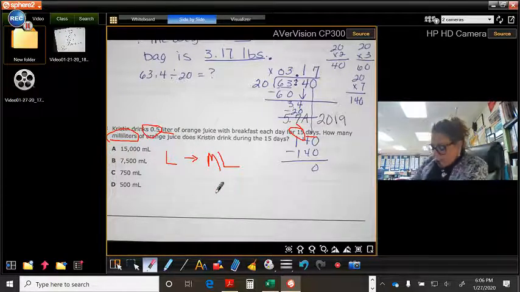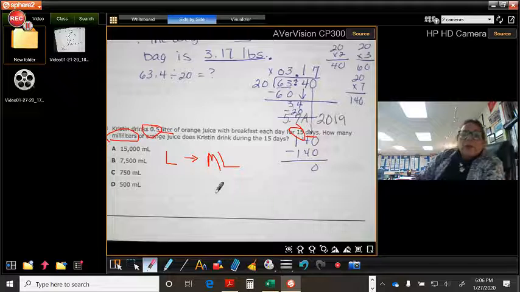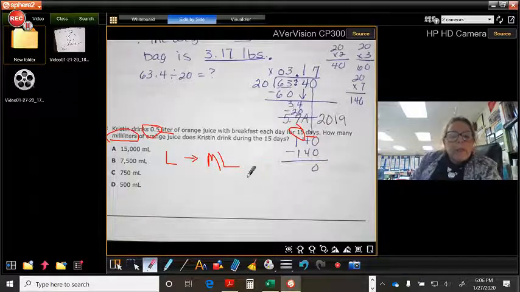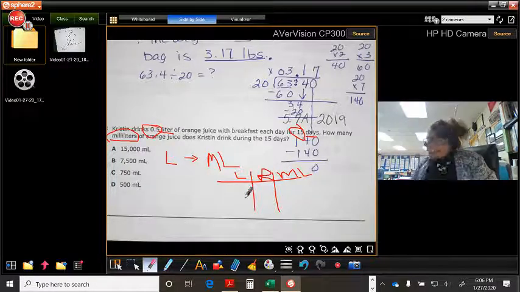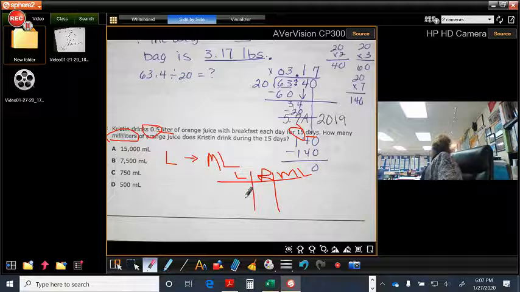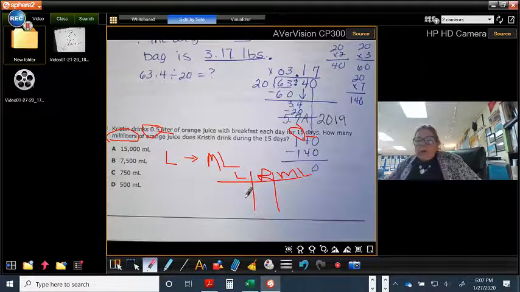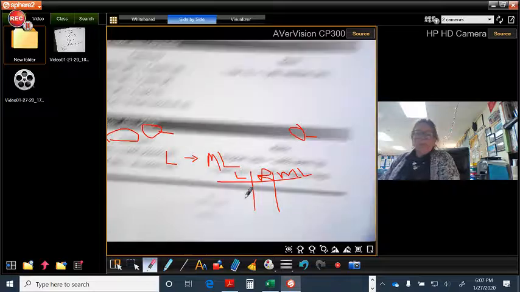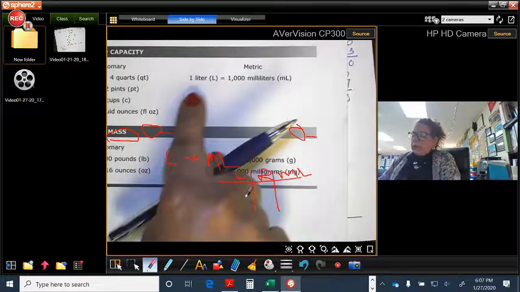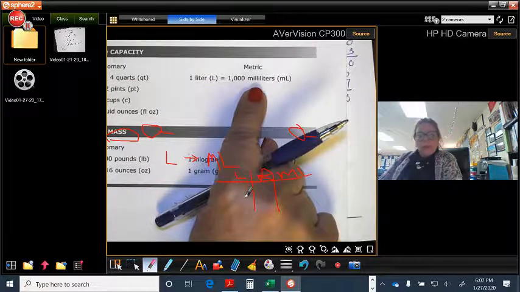Which strategy are we going to use to solve for this one? Yes, the input-output table. So drawing my input-output, this is liters to milliliters. What is my rule? All right, looking at my chart. I look at my chart. I have 1 liter equals 1,000 milliliters.